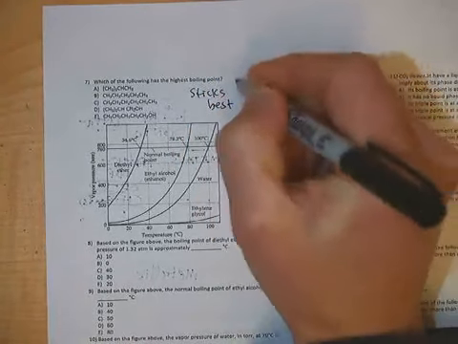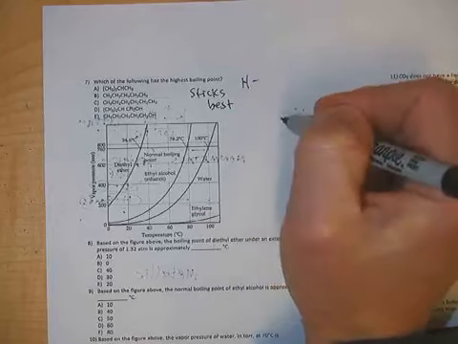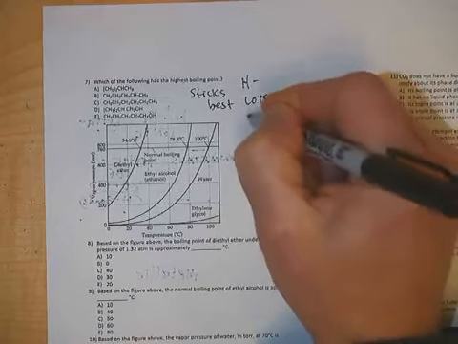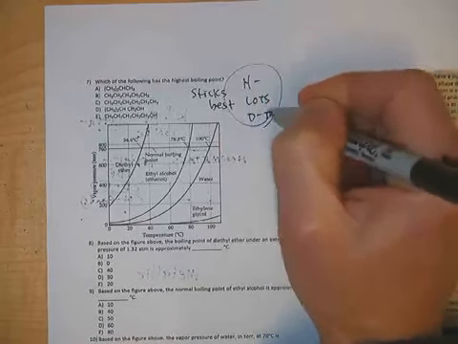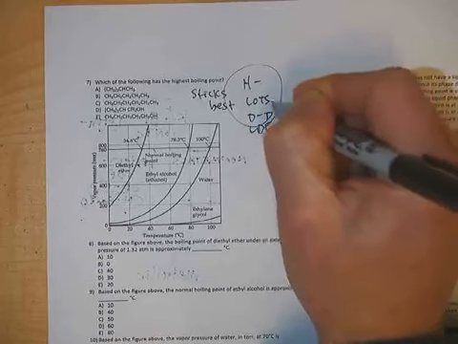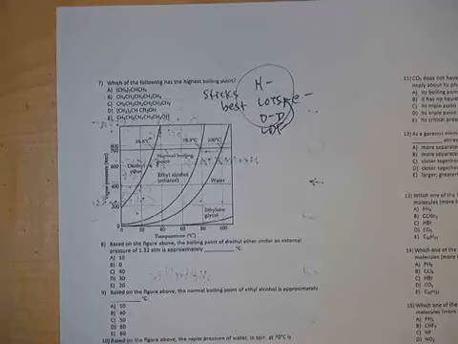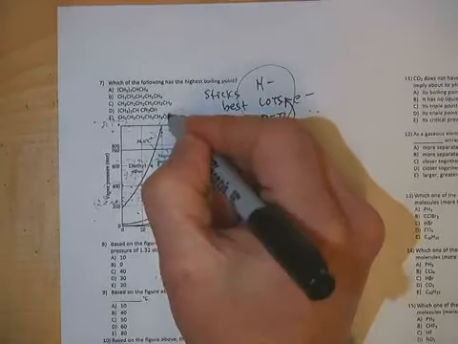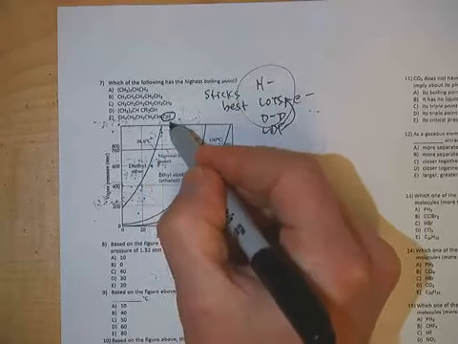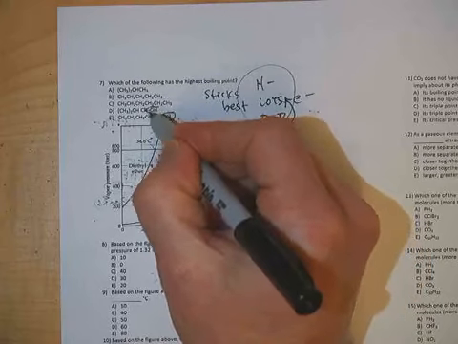Which of the following has the highest boiling point? So the highest boiling point, remember, is the one that sticks together the best. Sticking together the best means that it would have things like hydrogen bonding, lots of electrons, dipole-dipole forces, and lots of London dispersion forces, and that goes right along with lots of electrons.